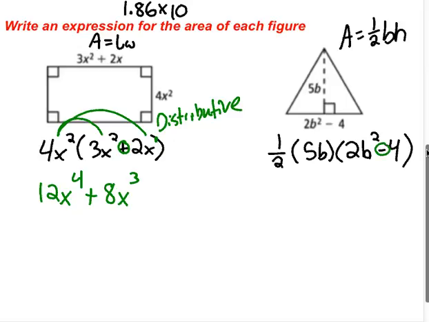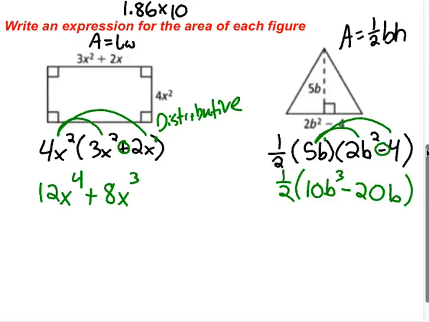I need to distribute this. So I'm going to take the 5b, distribute it into the 2b squared. 5 times 2 is 10. B to the first times b squared, 1 plus 2 gives me 3. I'm going to distribute this to the 4. 5 times 4 gives me 20, and then there's no other b with the 4, so I just keep the b that I'm starting with. And then, of course, I still have that 1/2 that is out front.